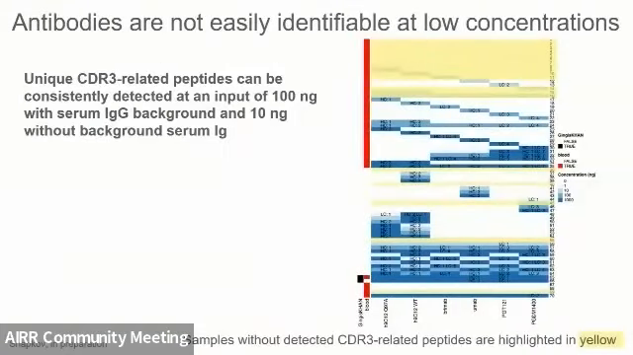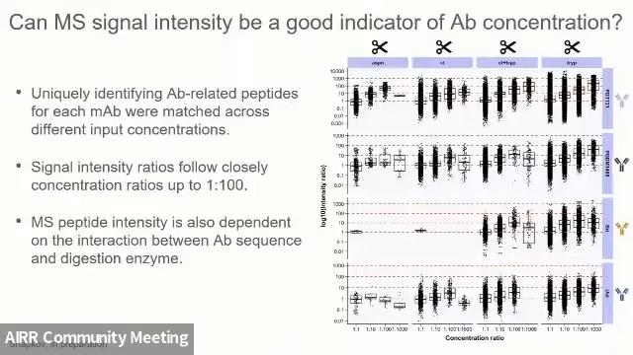So another thing regarding the limit of detection: so far, results have shown that we can reliably identify a CDR3 peptide at an input of 100 nanograms, that is with the presence of serum IgG, and 10 nanograms without the presence of background antibodies. And one question that arises from this is, can the mass spec signal be a good indicator of the antibody concentration?